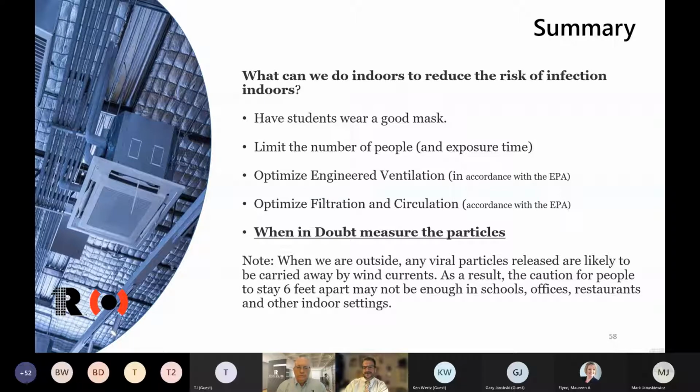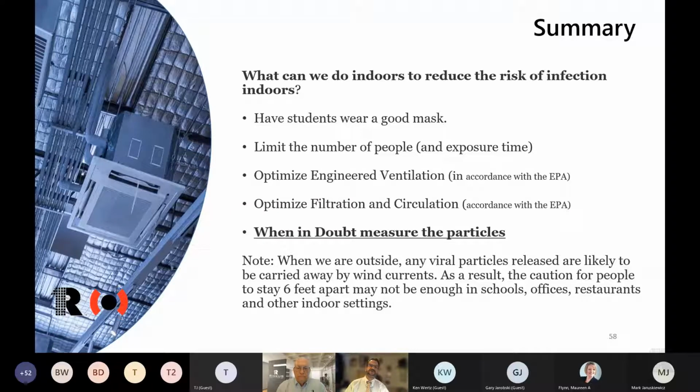So when we're outside, any viral particles released are likely to be carried away by wind currents. I wanted to make that point as well, because people are tying the bring outside air into the inside, because outside seating is good, risk is lower. Risk should be lower if we bring outside air in. Well, that's because the wind currents carry away those particles, and they're constantly changing. They're able to freely move.